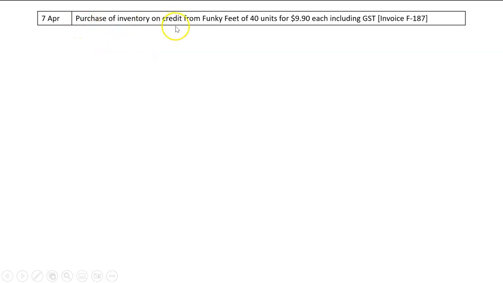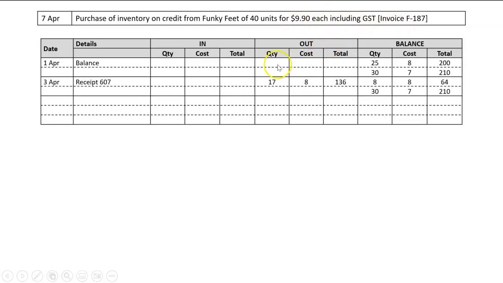On the 7th of April, we purchased inventory on credit from Funky Feet, 40 units for $9.90 each, including GST, invoice F187. So we start with the date, and then we put the document number in the details, invoice F187. Again, we just got to get that GST out. We don't want any GST here. So the $9.90 includes GST, we divide by 1.1, and we'll get $9. So that's 40 units at $9 for a total of $360.